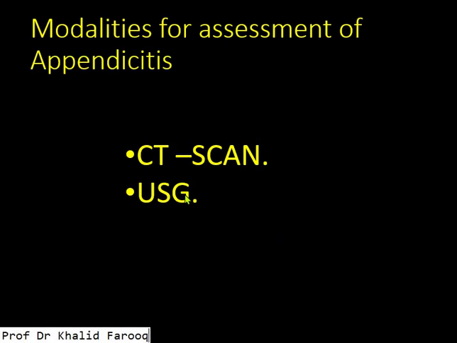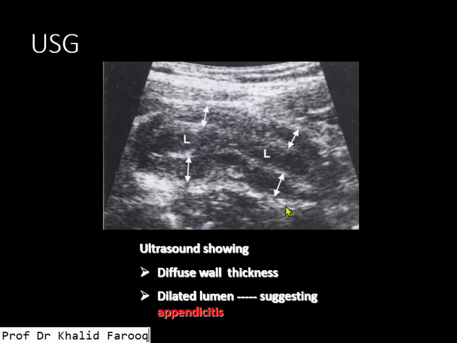What are the imaging modalities used for the assessment of appendicitis? We have CT scan and ultrasound. This is our routine modality and this is the modality of choice. Here we see ultrasonography of the inflamed appendix. We can see diffuse wall thickening which is more than 3 mm, and this is a distended or dilated lumen. A typical picture for appendicitis.